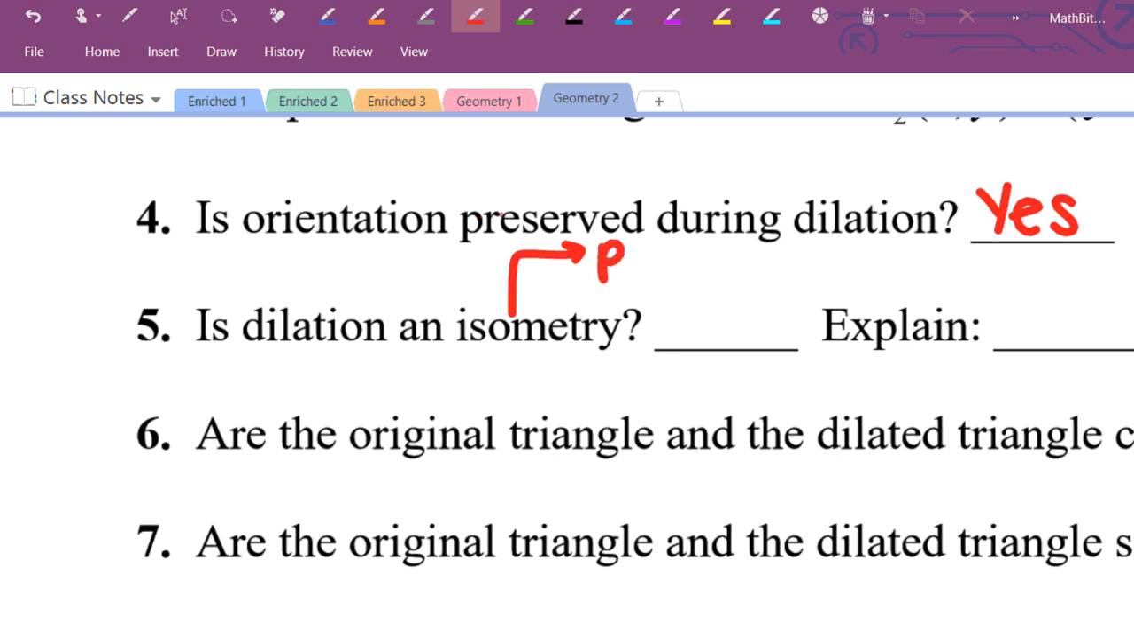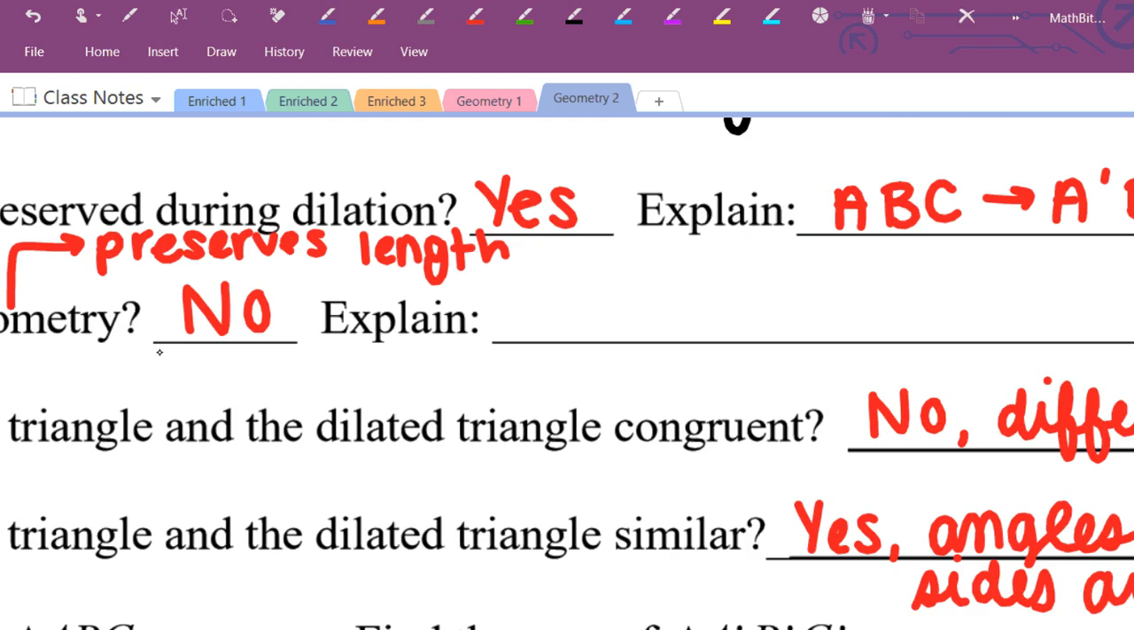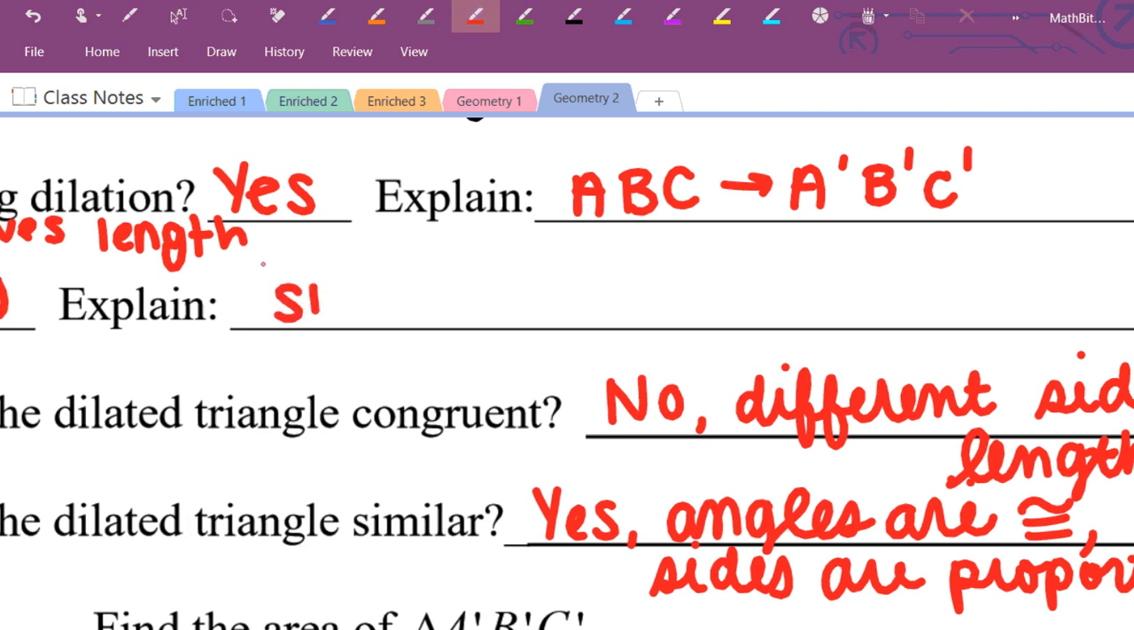It preserves length of side, right? So is a dilation an isometry? Yes or no? Why not? There you go. Sides change length. That was tough.